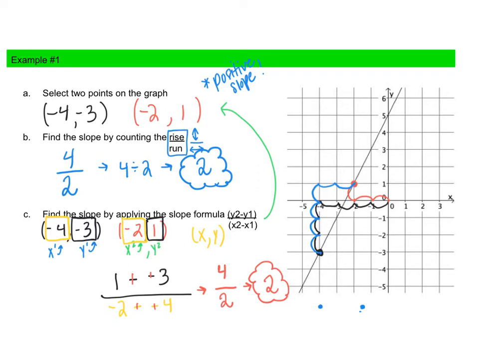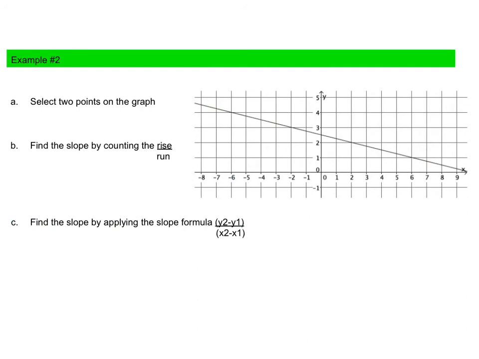This one's a little bit more complicated to do, but it's not really that complicated, right? So these are the 2 methods that we're going to be using to find slope today. The first method is just rise over run. The second method is our formula. Make sure you have all this down on your work before we move forward. All right, and we're just going to do a second example for you.